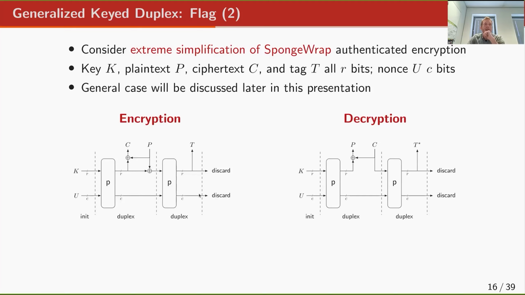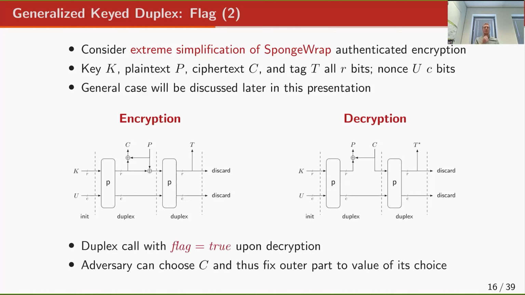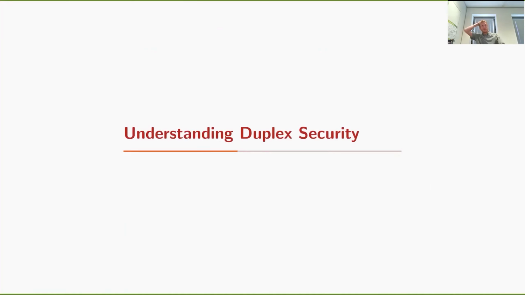You make an initialization call, then a duplexing call with flag false, then another duplexing call with flag false, and you have your encryption. For decryption, you make your duplexing call with flag true, then your duplexing call with flag false, and you have your decryption. So we have a duplexing call with flag as true upon decryption, and the attacker typically can choose the ciphertext. And this needs to be supported.